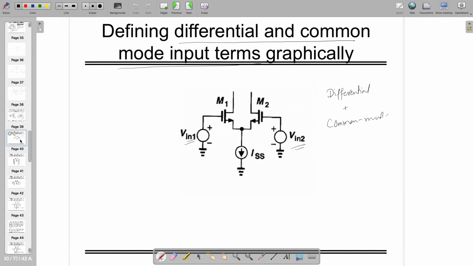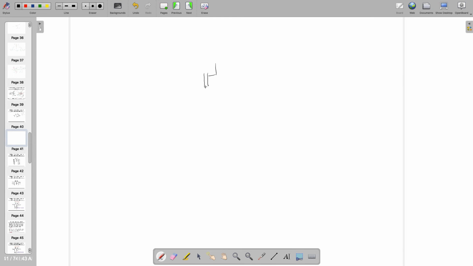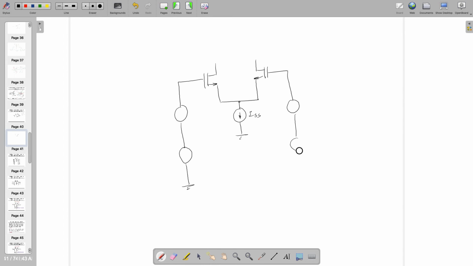So if you are interested in that, rather than doing this, I can do this. If this was V in 1 and V in 2, I'm saying I'm not going to do that. I'm going to keep two voltage sources in series, V in 1 divided by 2 and V in 1 divided by 2, both in phase. Similarly, V in 2 divided by 2, V in 2 divided by 2. So that works, right? There's no problem.